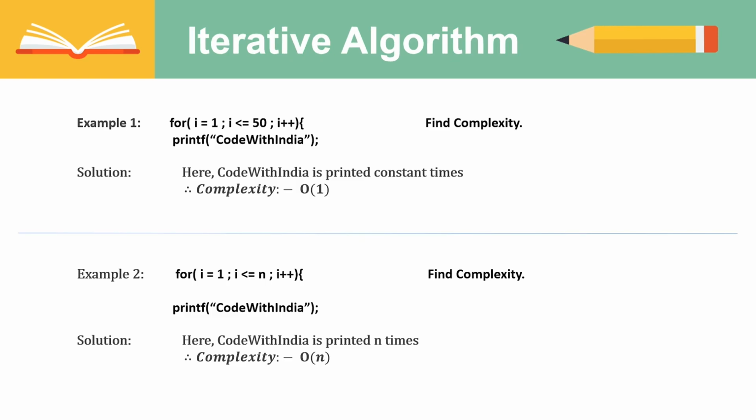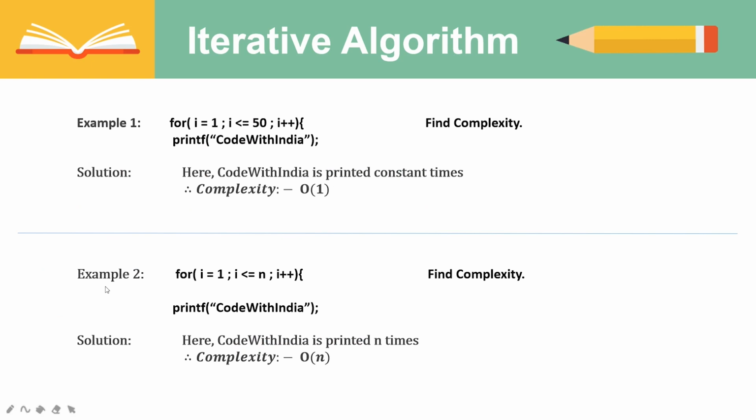Example 1. For i equal to 1, i less than or equal to 50, i plus plus, printf code with India. This loop will run maximum 50 times because i is less than or equal to 50. So here the code with India is going to be printed 50 times. 50 is a constant value, so we can write it as 1. The complexity of this program is therefore big O of 1.